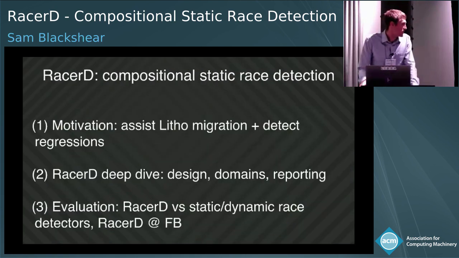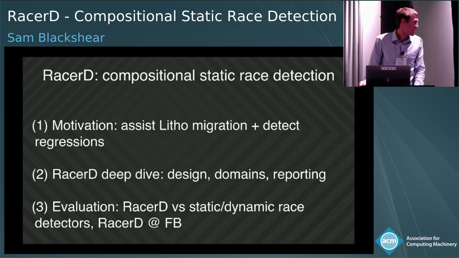So that sort of covers the first part of the talk, the motivation for doing this, helping out with this migration and detecting regressions going forward. And in the remainder of the talk, I'm going to go a little bit deeper into the guts of how we implement analysis that meets these design requirements. And then finally, I'll go through an evaluation where we talk about comparing RacerD to existing work in static and dynamic race detection. And also, I'll tell you how this migration went and what the status of RacerD at Facebook today is.